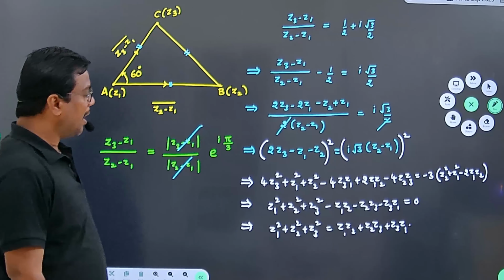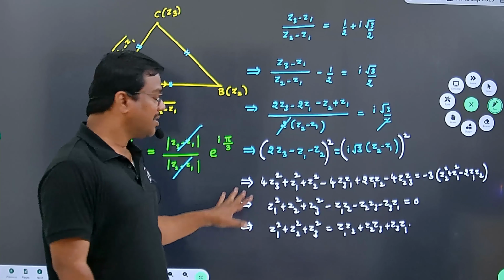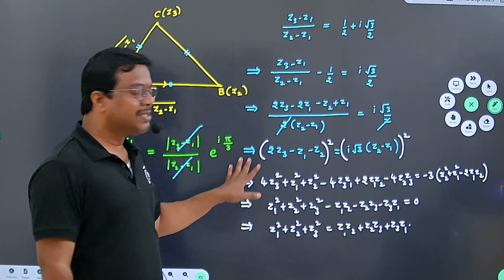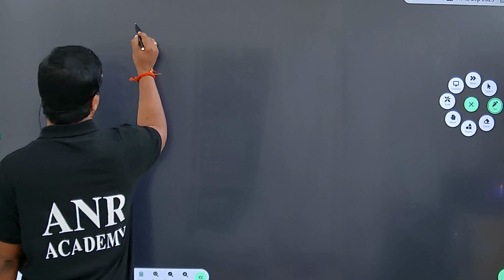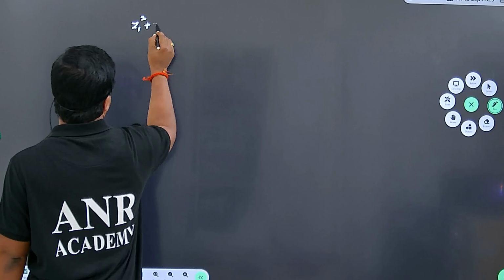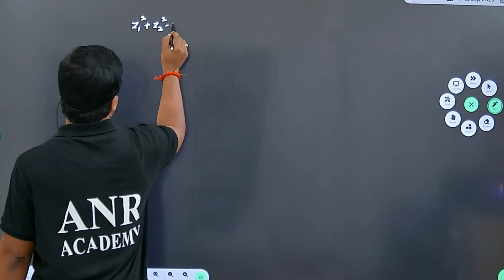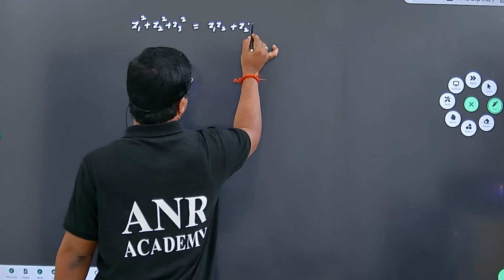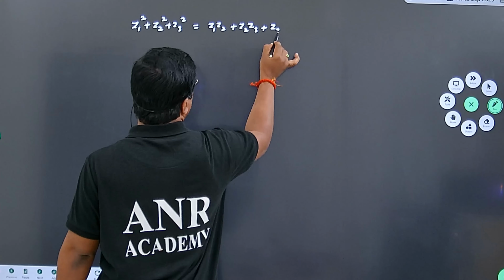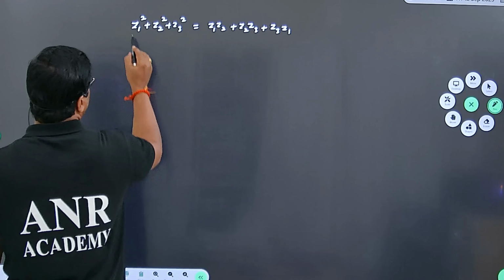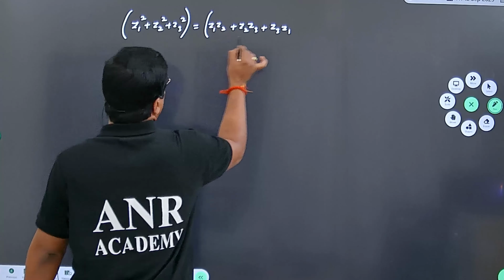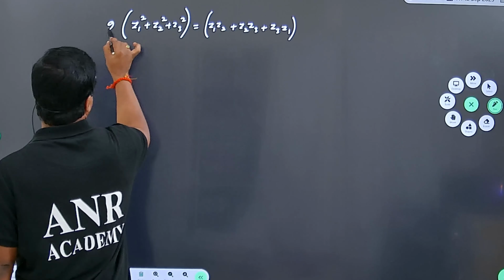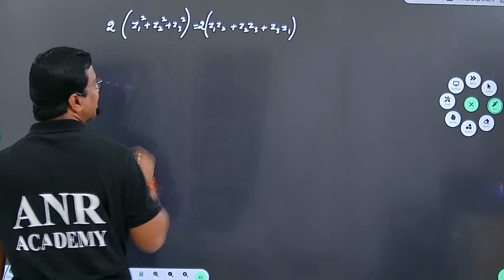Next, you can easily get the second one just by multiplying with 2 on both the sides. Here you have the first result, z1 square plus z2 square plus z3 square, which is equal to z1 z2 plus z2 z3 plus z3 z1. Just multiply 2 on both the sides. Here 2 and here another 2.